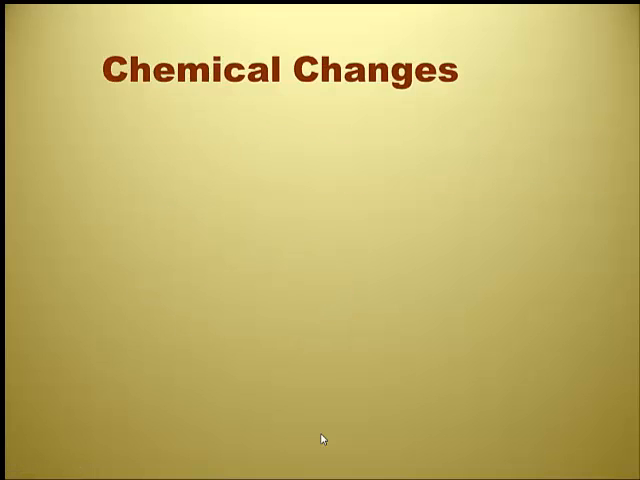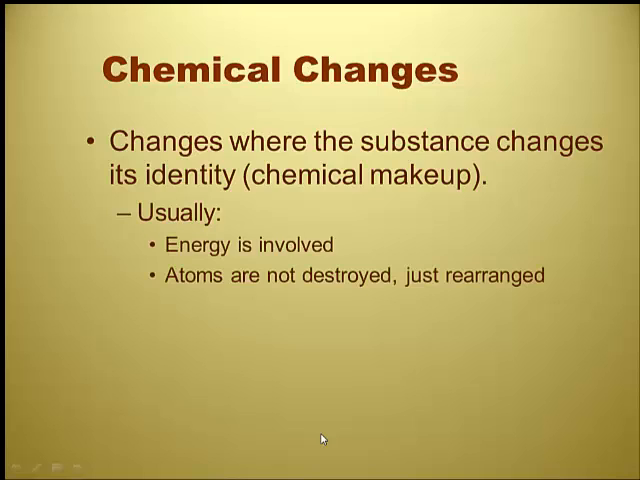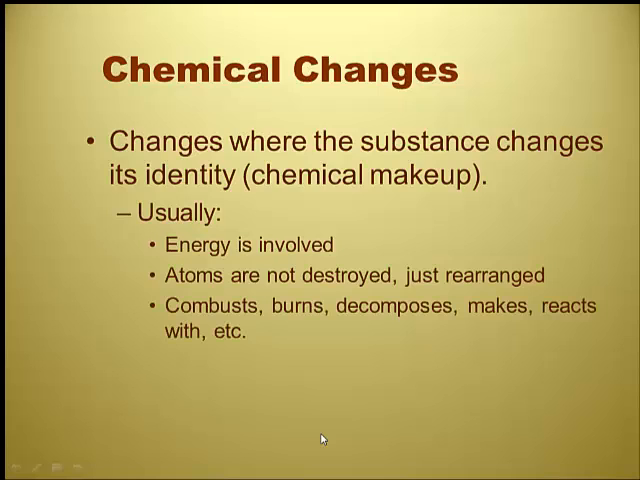Chemical changes are changes where the substance will change its actual chemical makeup. Okay. Usually, energy is involved. Atoms are not destroyed, just rearranged to make a different chemical substance. Words to look for when you're trying to decide if it's a chemical change: combusts, burns, decomposes into, makes or synthesizes, reacted with, produces, stuff like that.